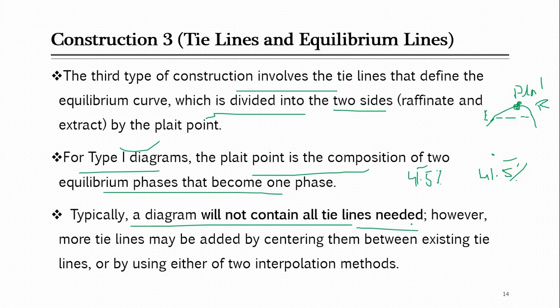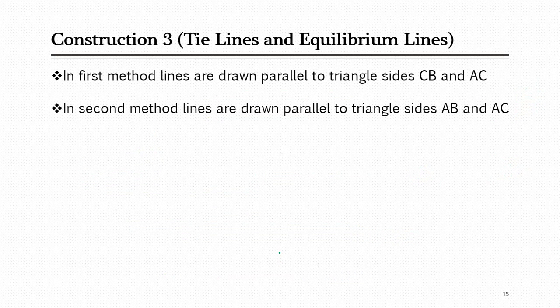In that case, you have to look for something called the interpolation method. As we have discussed while we were studying one stage systems, how you can interpolate, but here there are some more sophisticated methods for interpolation of these tie lines. There are two methods in which you have to draw some parallel lines, based on CB and AC, which are sides of the triangle. In the first method you have to draw parallel lines, and those lines are parallel to CB and AC.